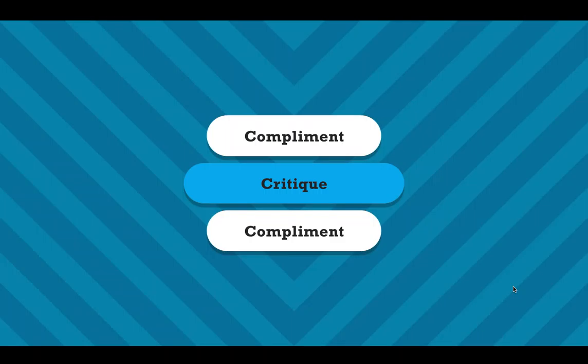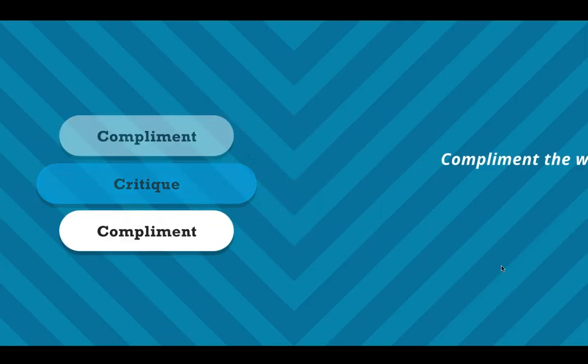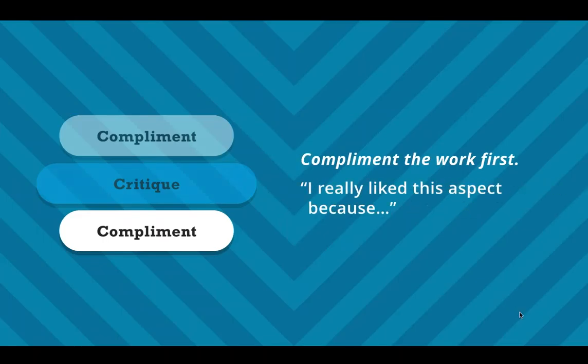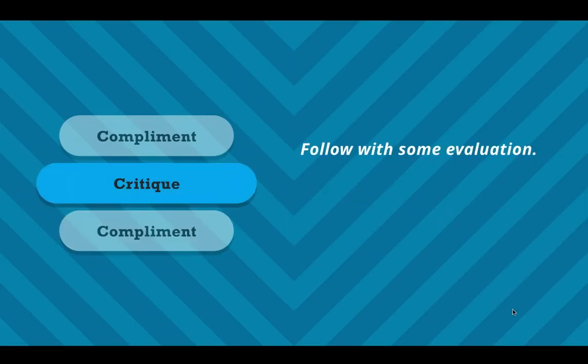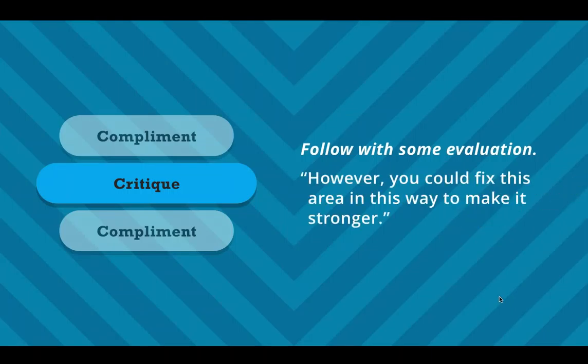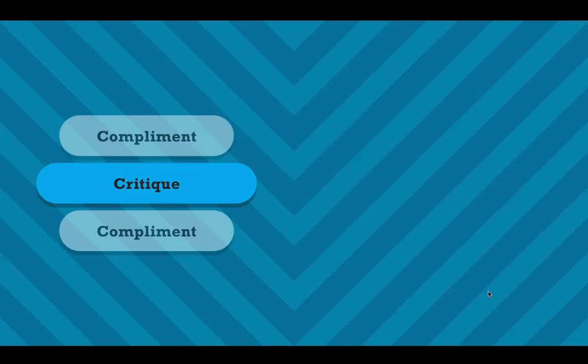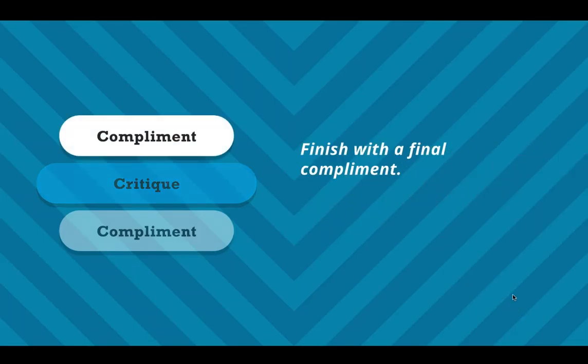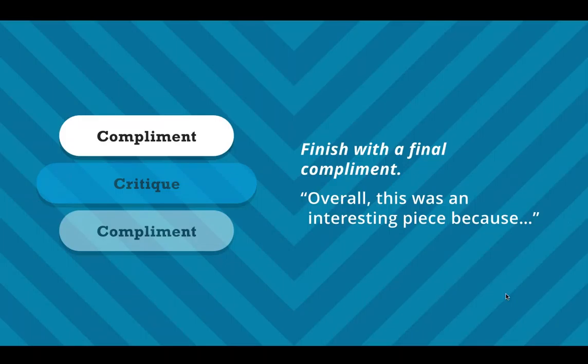Okay, so the first step is to compliment the writer on what is working in the paper. I really like this aspect of your essay because. The next step is to include a suggestion for revision. However, you could fix this area in this way to make it stronger. And then finishing with another compliment. Overall, this was an interesting piece because.